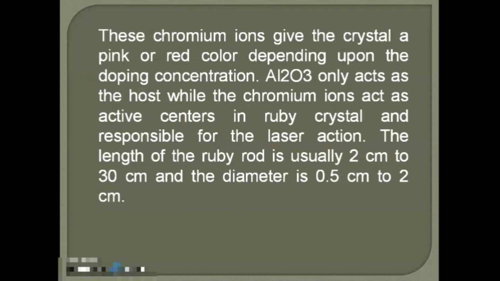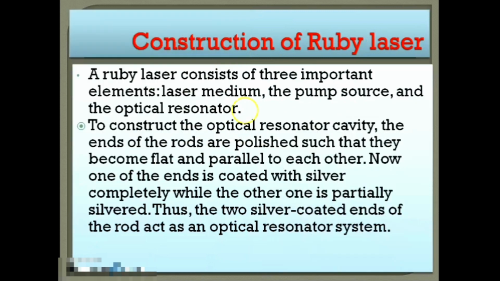To construct the Ruby laser, we use a cylindrical Ruby rod, and the length of that cylindrical rod may be 2 cm to 30 cm, and the diameter of the Ruby rod may be 0.5 cm to 2 cm. To construct Ruby laser, we require 3 components. One component is Ruby medium, second component is pump source, meaning energy source, and third component is optical resonator.